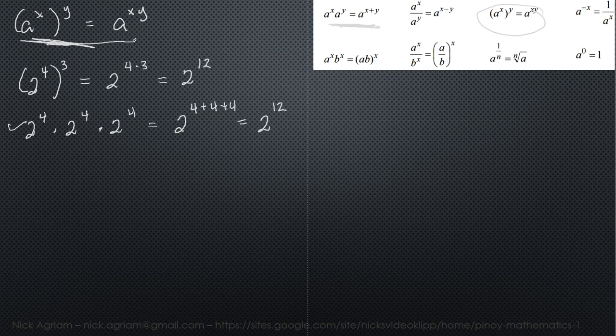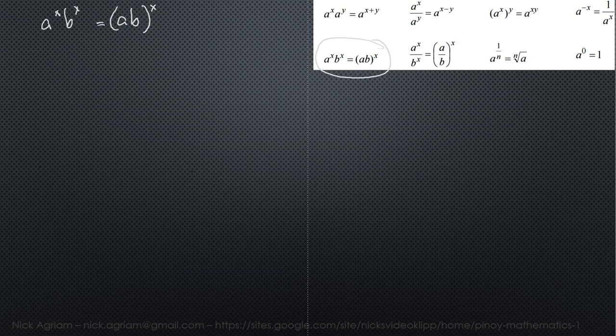The next one is this one. So that is a raised to x times b raised to x is equal to ab raised to x.